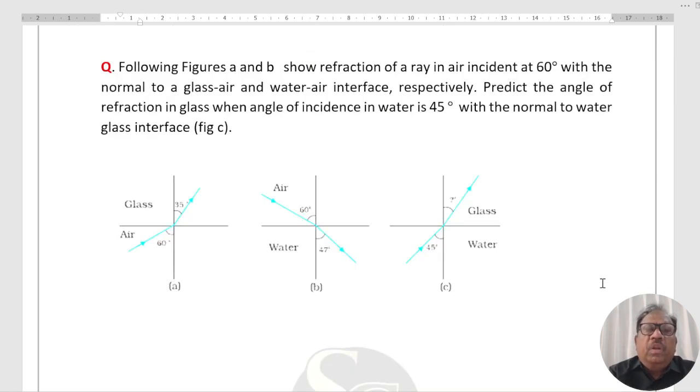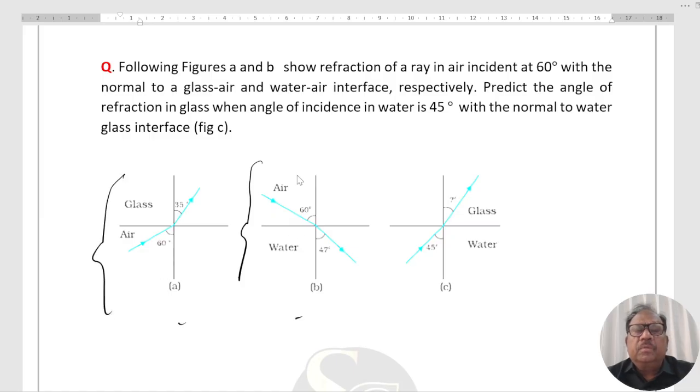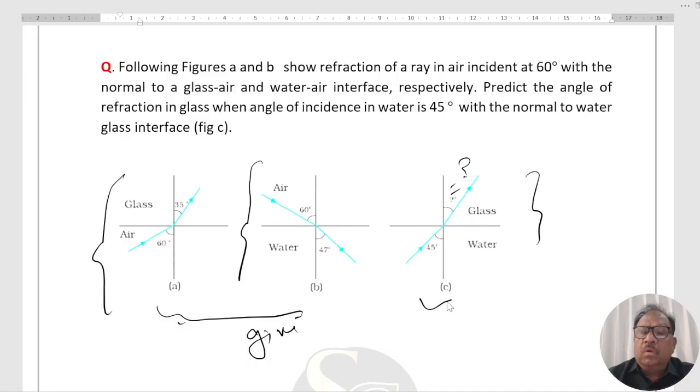Question is, following figures A and B show refraction of a ray in air incident at 60 degree with the normal to the glass-air and water-air interface. Predict the angle of refraction. We have to find this angle. When the angle of incidence is 45 degrees, it is normal to the water, figure C. In this we have to find, this is given, we have to find out.